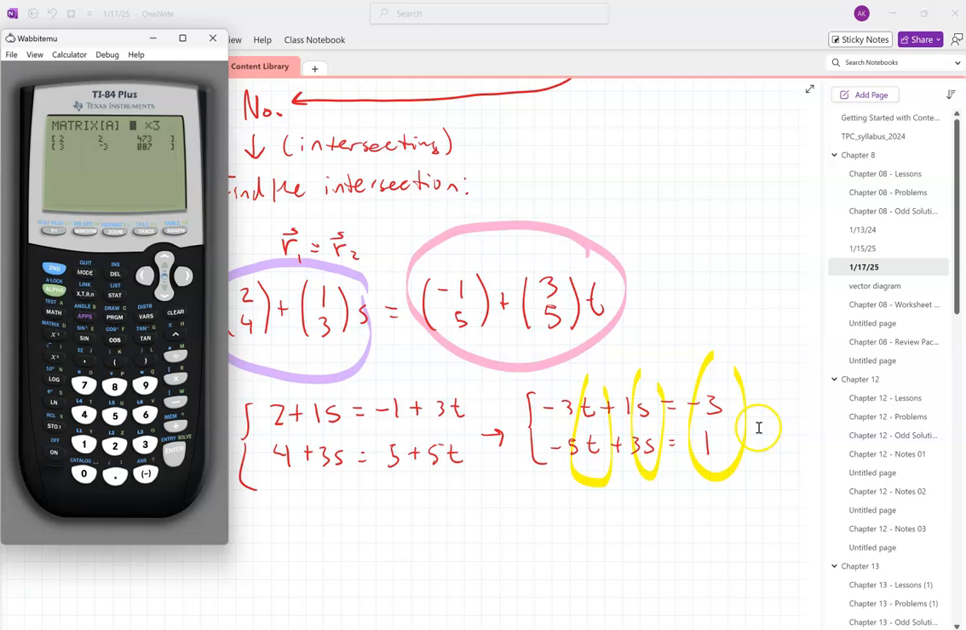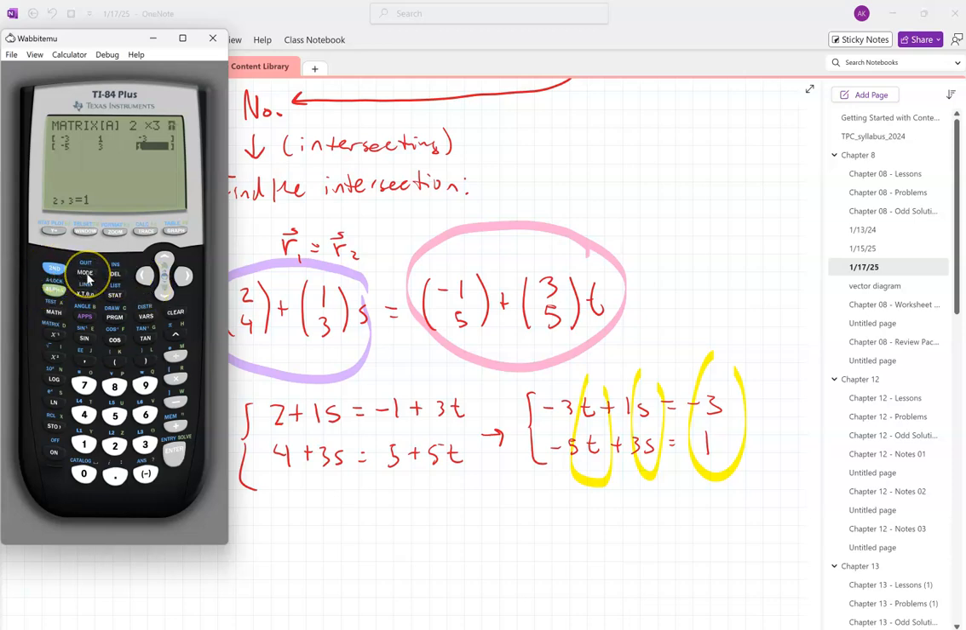My system here has two equations, so I need 2 rows to my matrix. So the first number should be 2. And my system has a column for t's, a column for s's, and a column for the answers. So I need 3 columns. So I need 2 by 3. Now I'm just going to type in the coefficients for each equation. So negative 3, 1, negative 3, and then negative 5, 3, 1. Is everybody okay with how I got that in there?